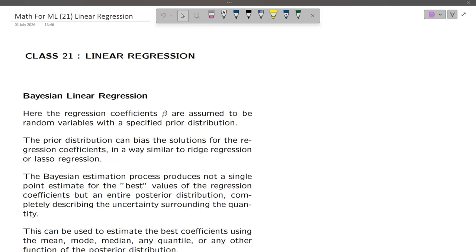I have been talking about linear regression. Today I'll present some distinct concepts in linear regression. So let us start with Bayesian linear regression.